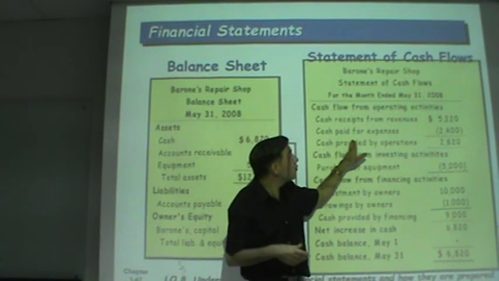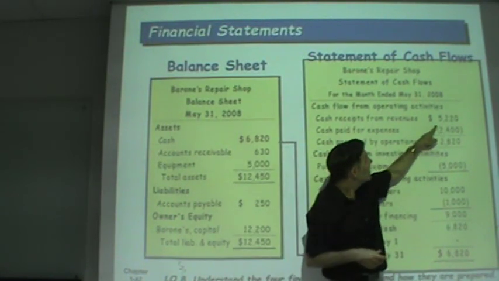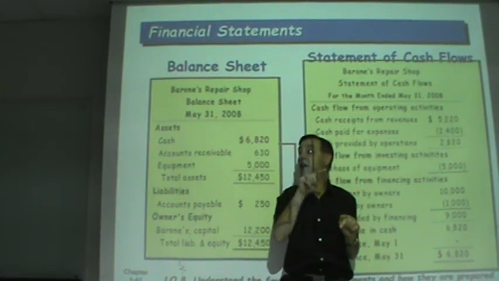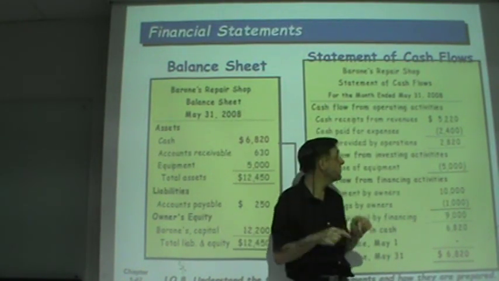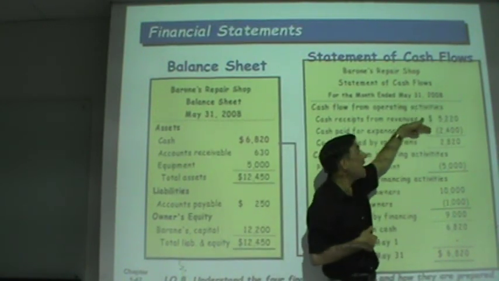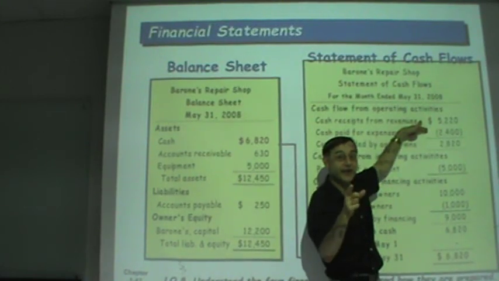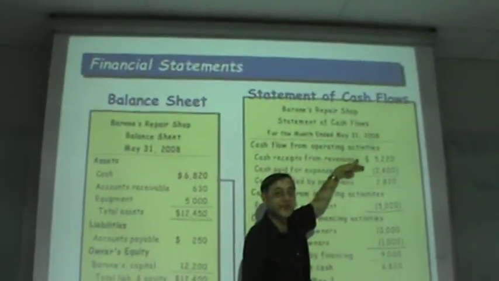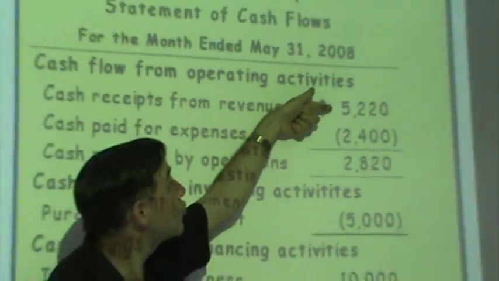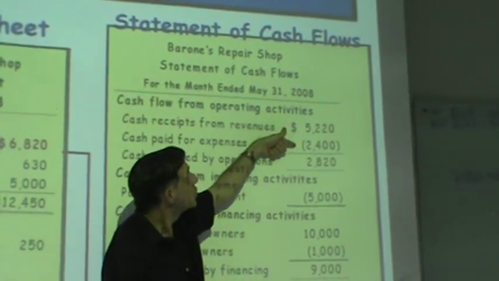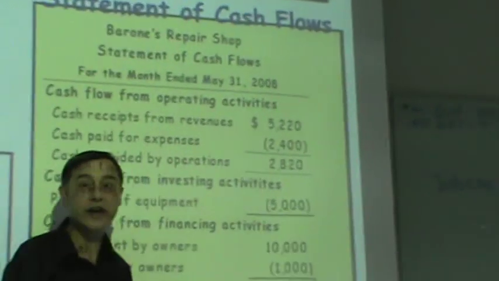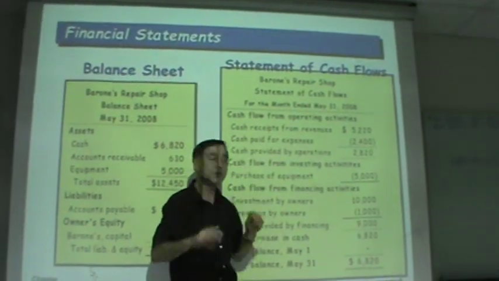And see also what they do here. They put in the little bracket. The little bracket means minus number, means negative number. So it is 5,220 minus 2,400 is 2,820, okay?